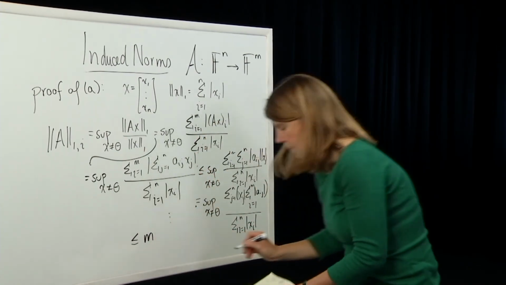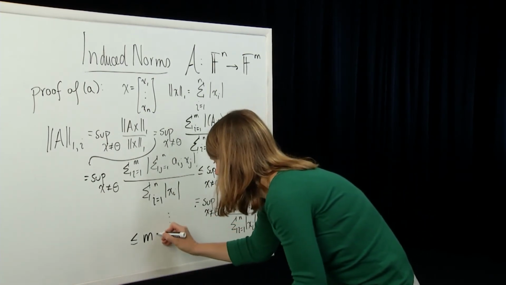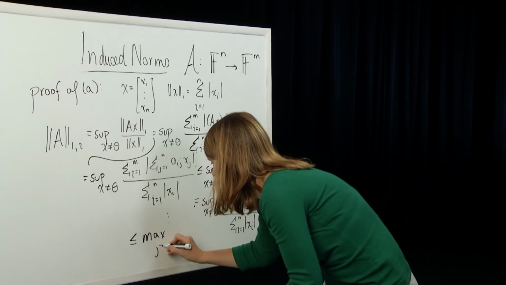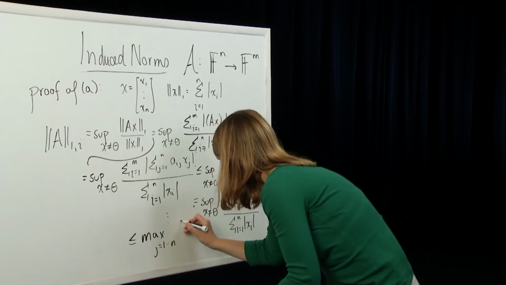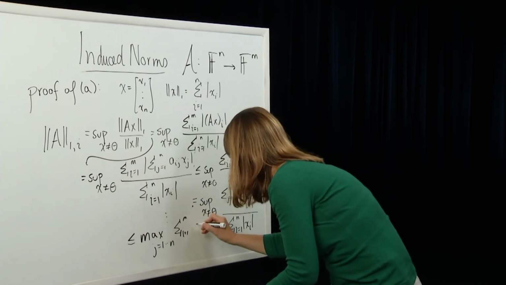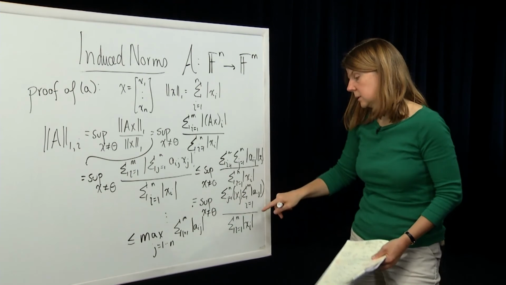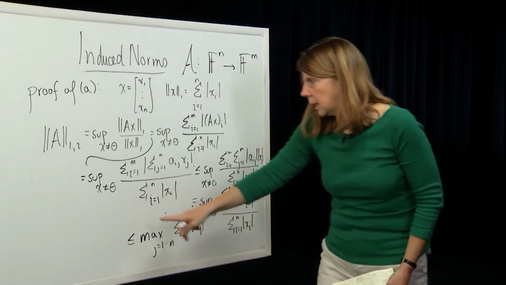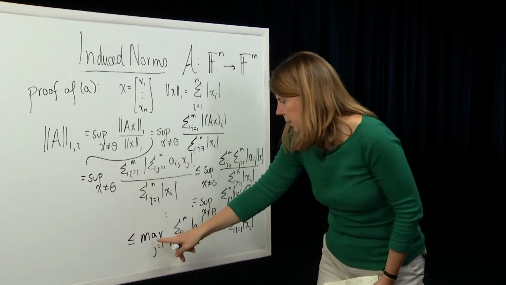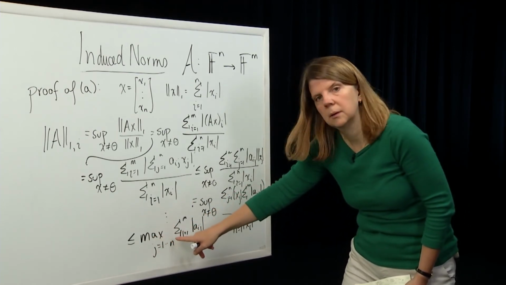the max over the index j of the summation from i equals 1 to m of a_ij. Okay, so I've done some cancellation there. And so I have almost what I need. I've taken out the supremum. I've replaced it with a maximum.